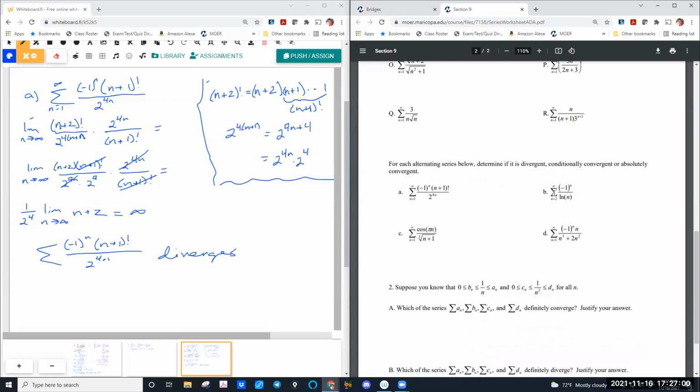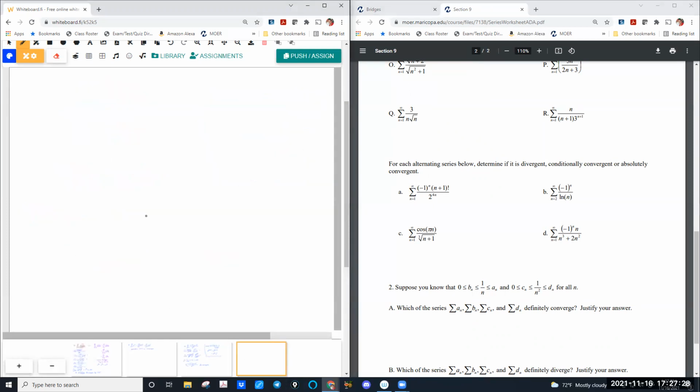And the reason is because B and C will converge with the alternating series test, but once you take the absolute value, they will diverge. And that can be shown with p-series comparisons. Similarly, D, we can show that it converges with the alternating series test, but if we were to take the absolute value of D, in fact, let's go ahead and look at D.